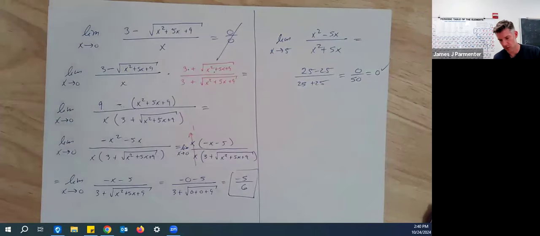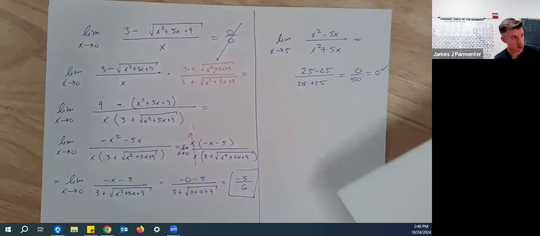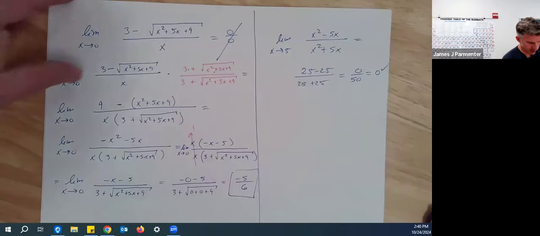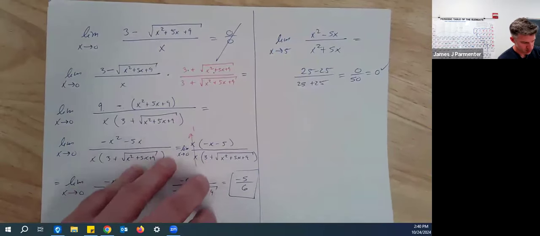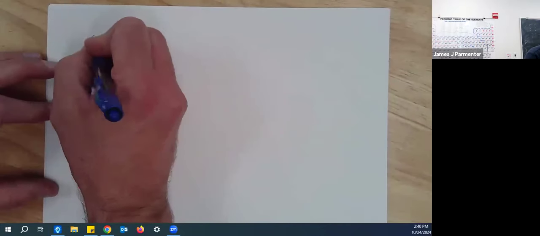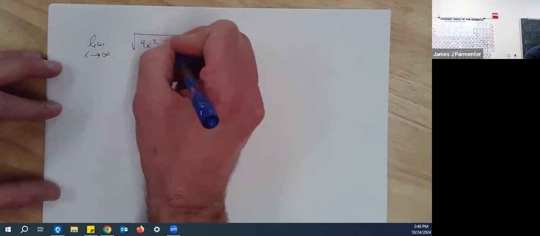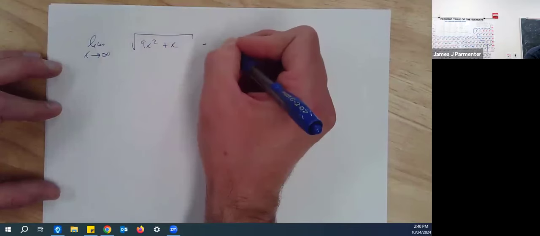What else is on here? Yeah, go ahead. Helping with the limit as x approaches infinity of the square root of 9x squared plus x minus 3x. Sure. Yes, excellent question. Can you say it to me one more time? All of that minus 3x.